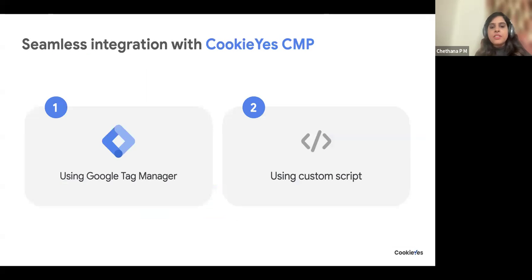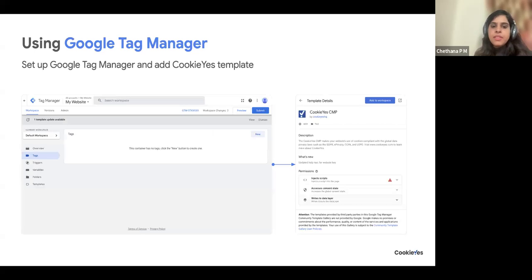Okay, moving on to the implementation part. There are two types of implementation for Google Consent Mode. One is via Google Tag Manager, GTM, and secondly via a custom script. So to implement CookieYes with Google Tag Manager, you'll first need to set up Google Tag Manager for your website. Once you do that, you should be able to create a new tag and add the CookieYes template to your workspace. In fact, there are a couple more steps involved in configuring this.